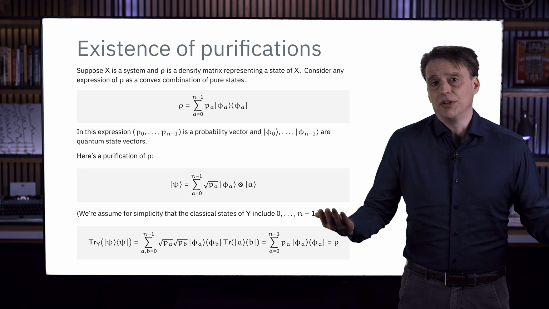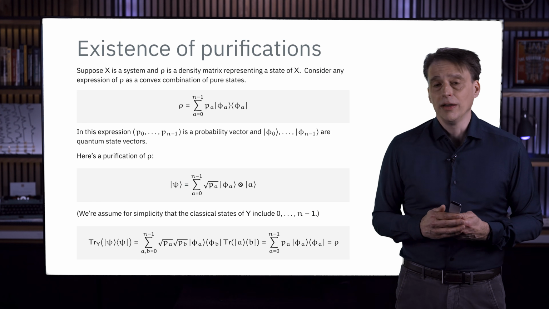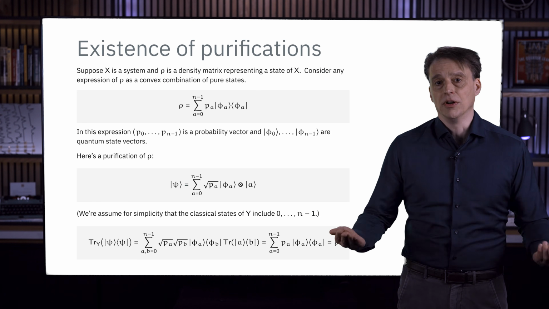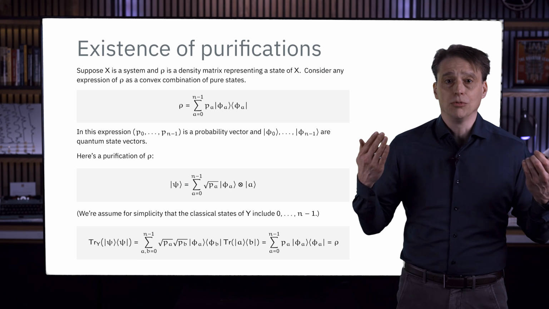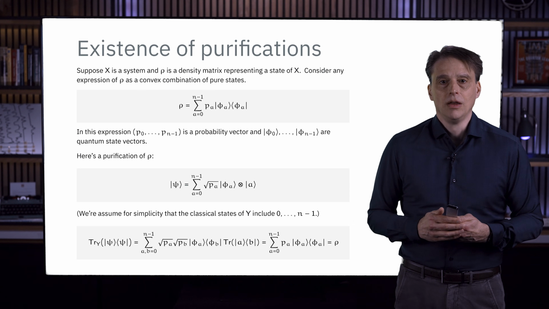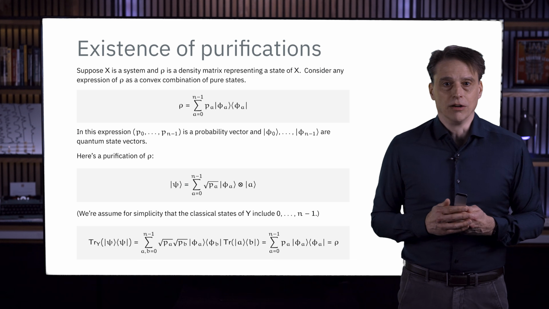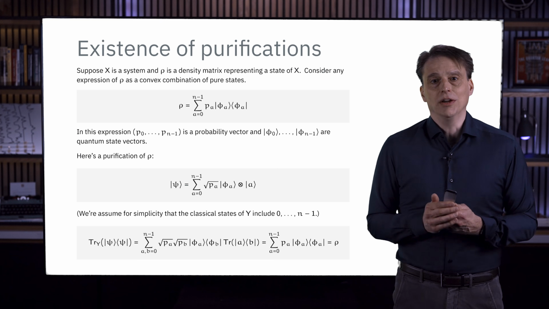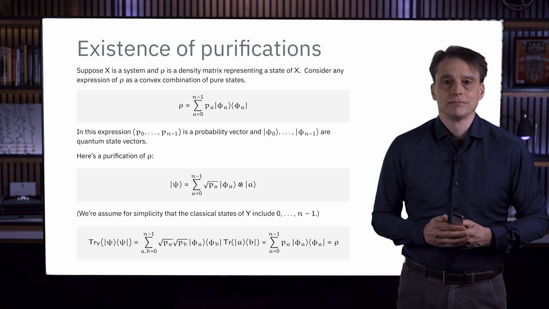So it's very easy to get our hands on a purification as long as we have enough classical states of Y, or alternatively, a large enough orthonormal set to use in place of the standard basis states ket 0 through ket n-1. And by the way, if the number of classical states of Y is smaller than the rank of ρ, then there won't be a purification, and I'll leave that for you to ponder if you choose to do that.